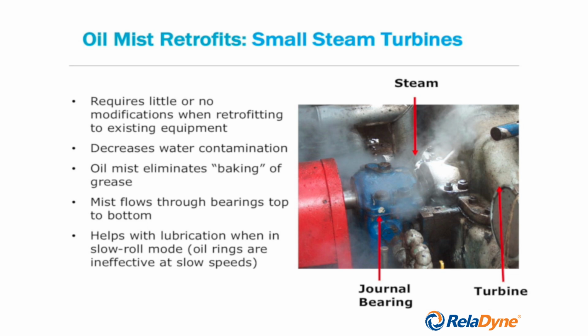It clearly decreases water contamination if we insert or attach an oil mist tube to the top of the bearing housing, and the oil mist is keeping that bearing housing cool. And it means that where normally we would perhaps have grease in some of these bearings, the baking of that grease, the overheating of that grease, is eliminated.